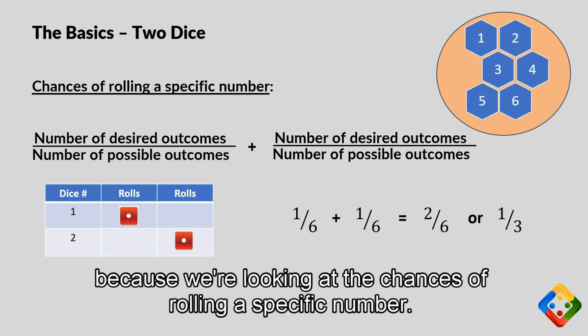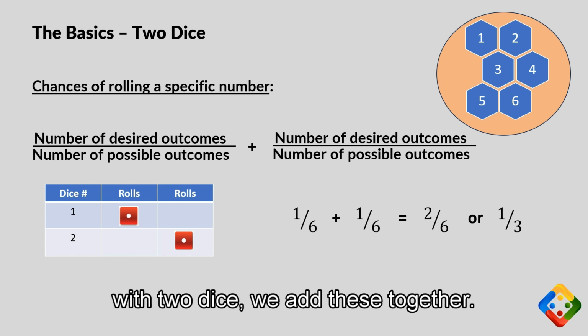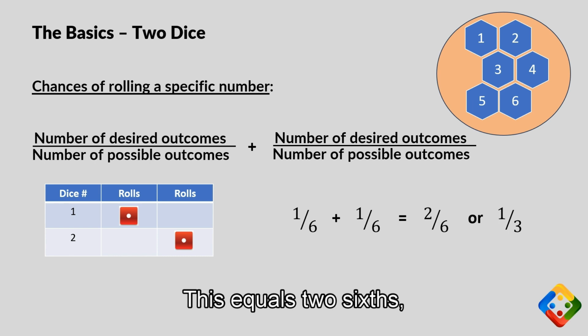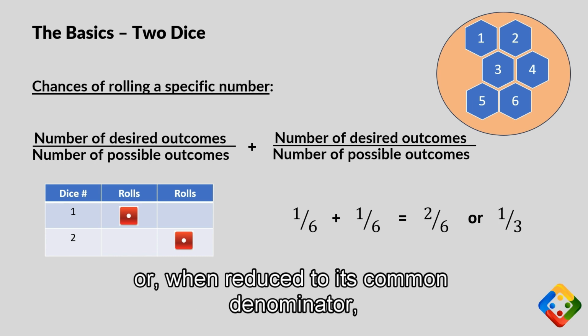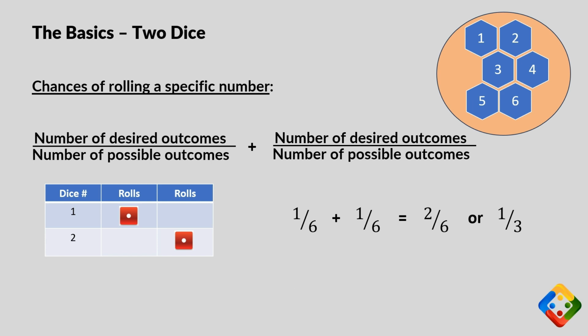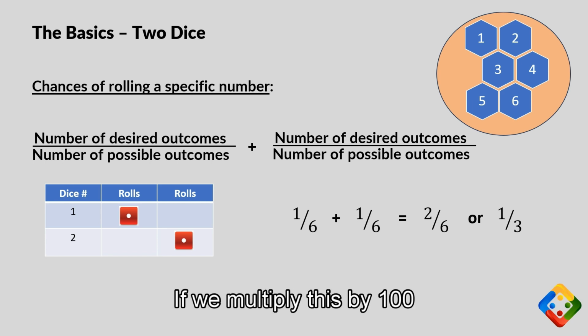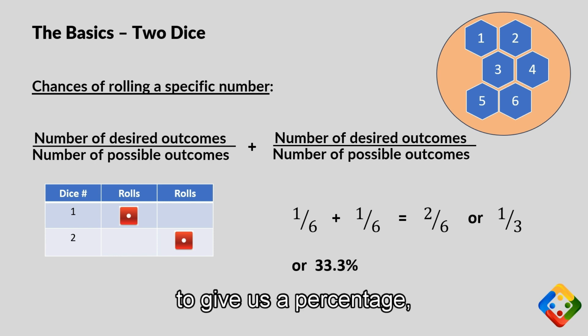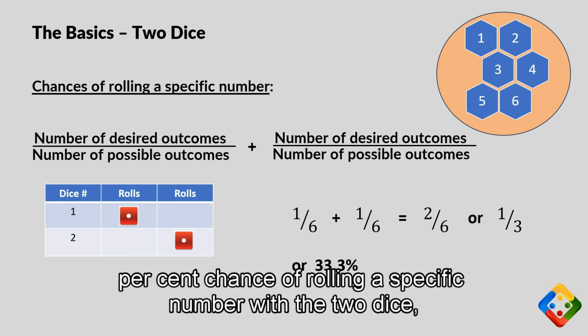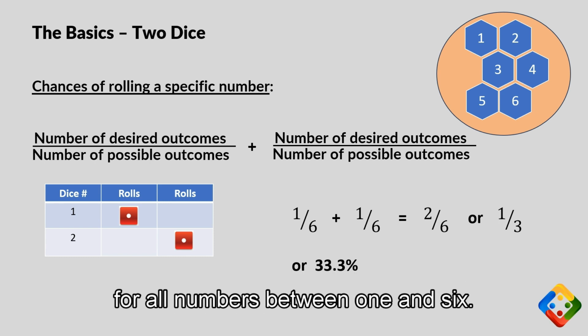Because we're looking at the chances of rolling a specific number with 2 dice, we add these together. This equals 2/6, or, when reduced to its common denominator, 1/3. If we multiply this by 100 to give us a percentage, it gives us a 33.3% chance of rolling a specific number with the 2 dice for all numbers between 1 and 6.